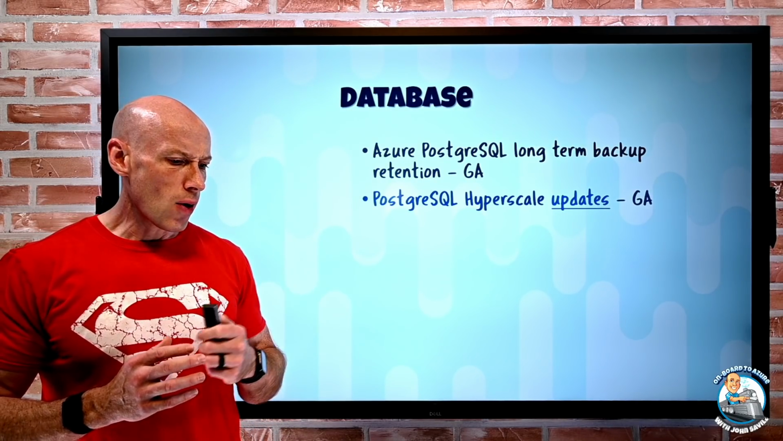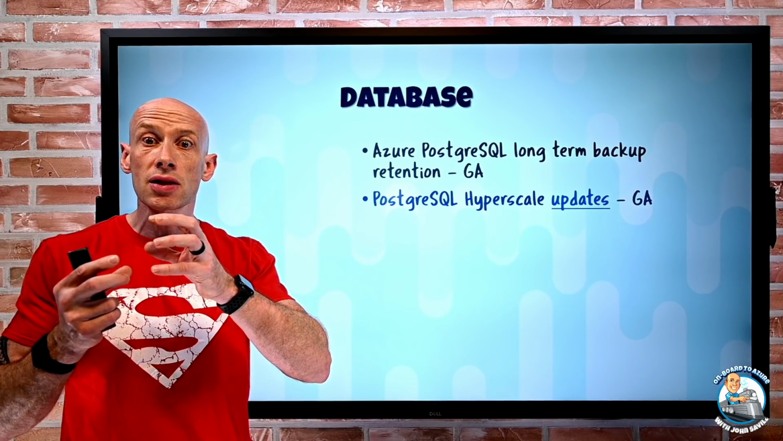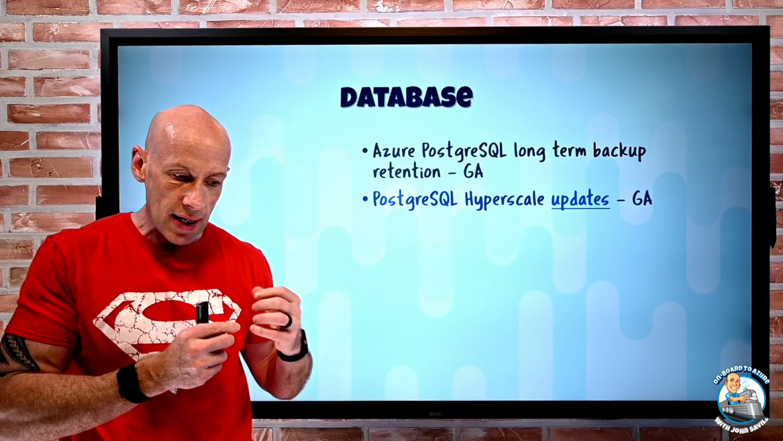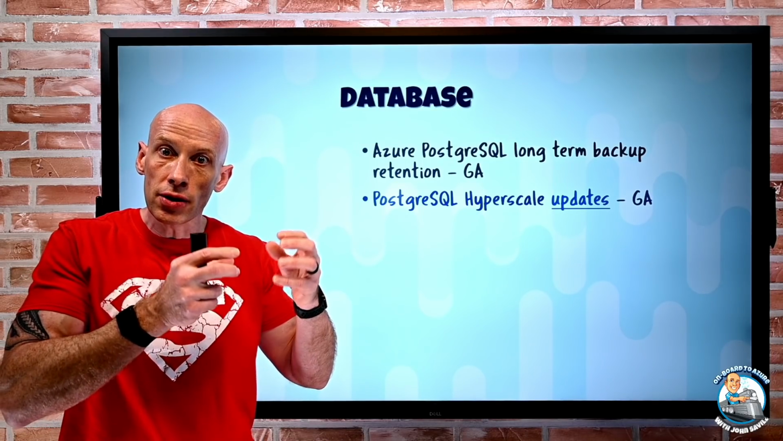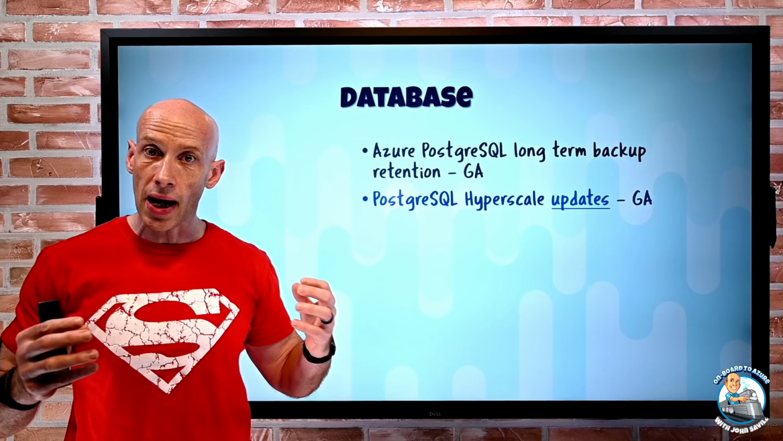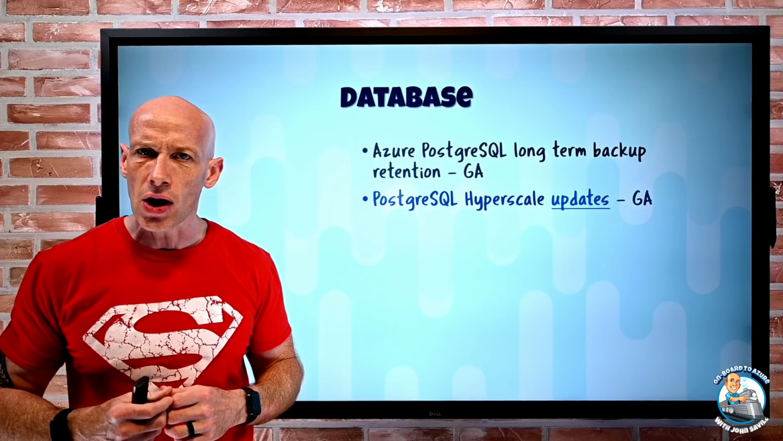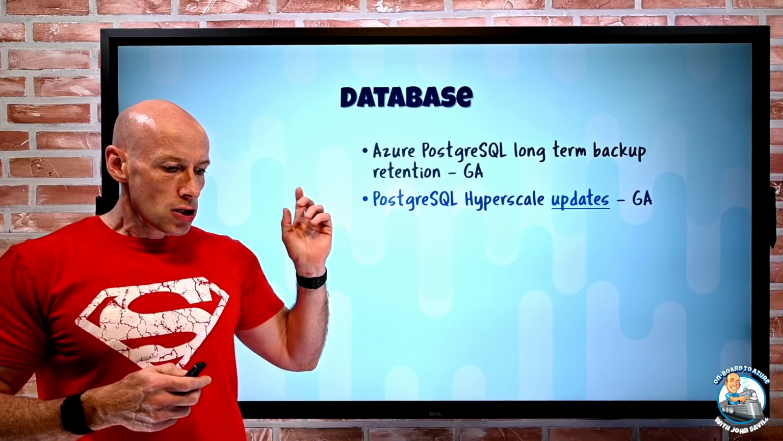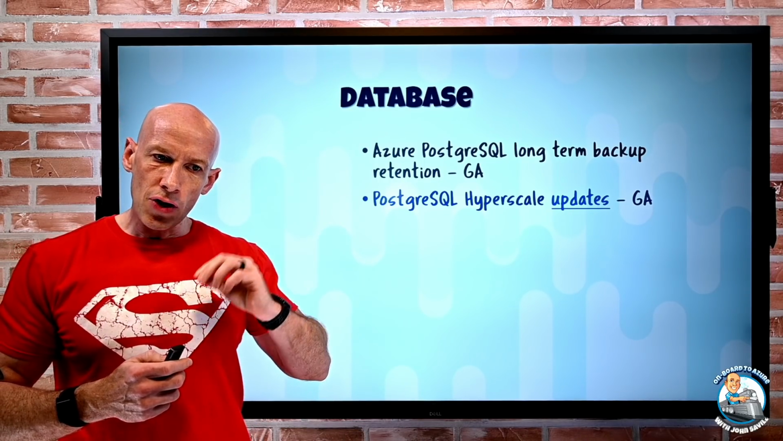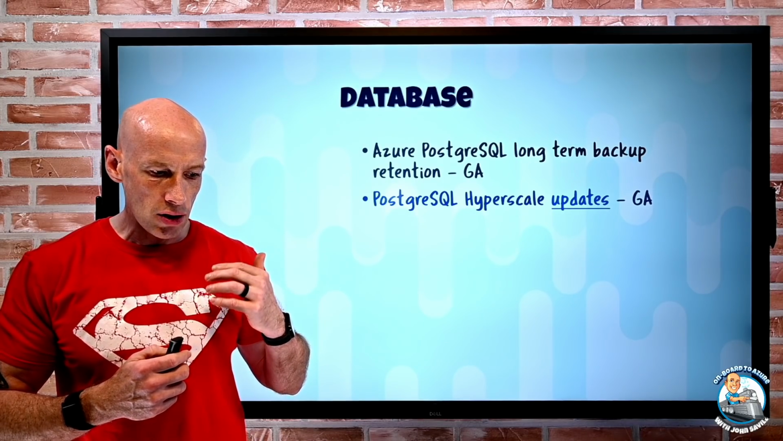PostgreSQL Hyperscale has a number of updates. Remember, Hyperscale uses the Citus extension for Postgres. That's what lets me shard the data over multiple database servers to get huge scale, great performance, uses distributed tables and other types of special stuff. So now it has support for new minor versions, 11.14, 12.9, 13.5, and 14.1.